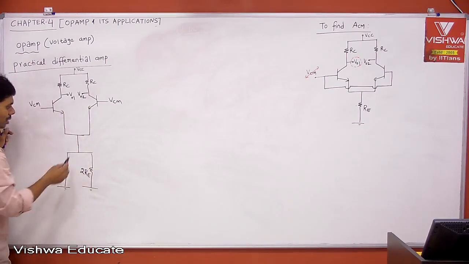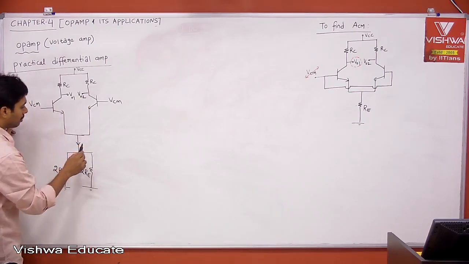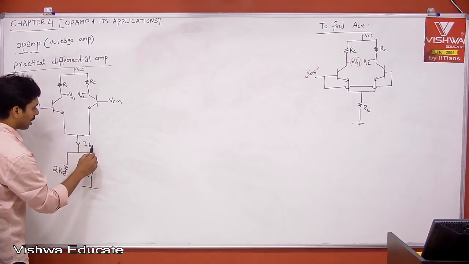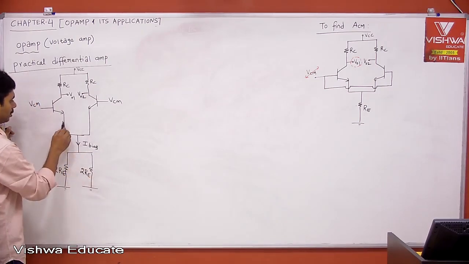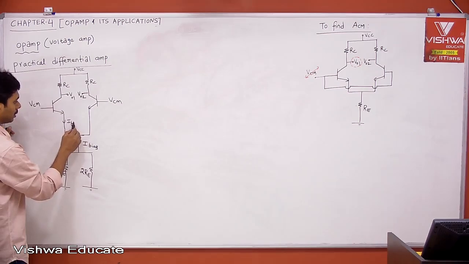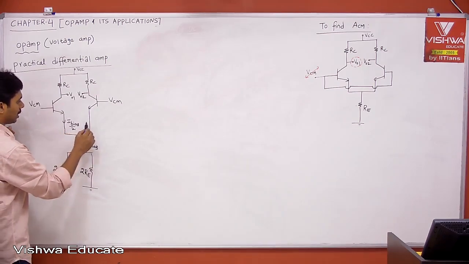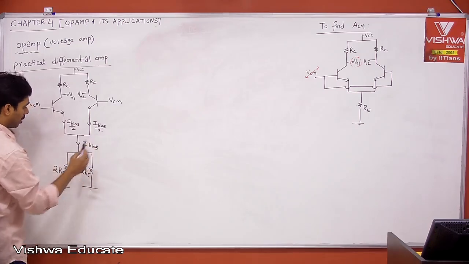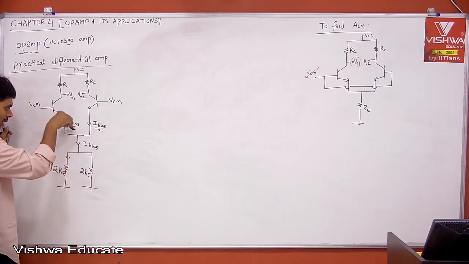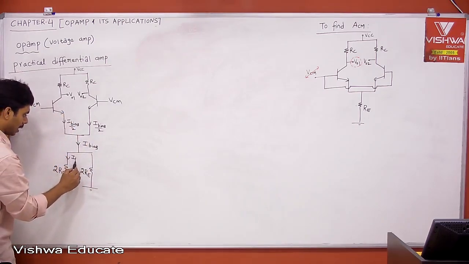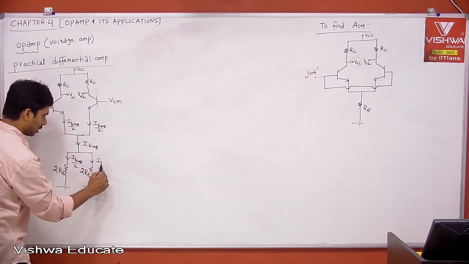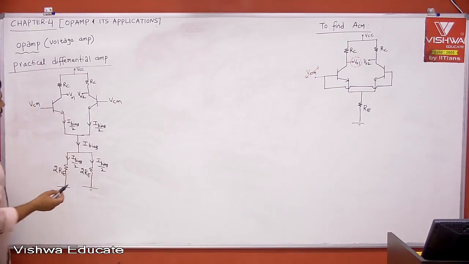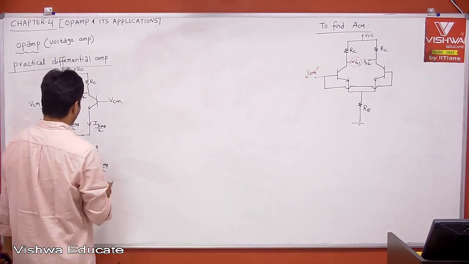Now, can I write like this? Then what is this current? Let us say this is I bias, and we know this is nothing but I bias by 2, and this is I bias by 2. Then what is the current which is flowing through this? Again, KCL: I bias by 2 and I bias by 2.